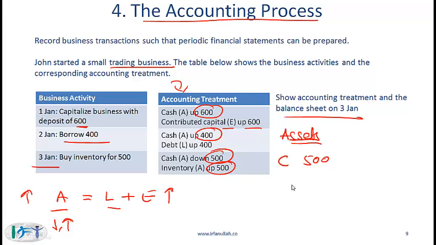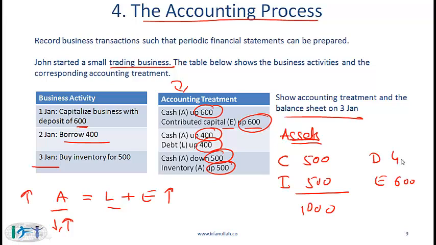Inventory up by 500, so our inventory amount is 500. Total assets 1000. Contributed capital or equity, that is 600, and debt is 400, that's a liability. Notice that debt and equity also add up to 1000.